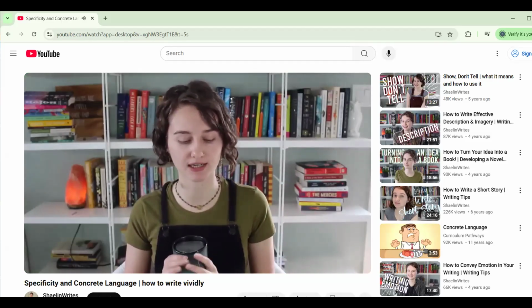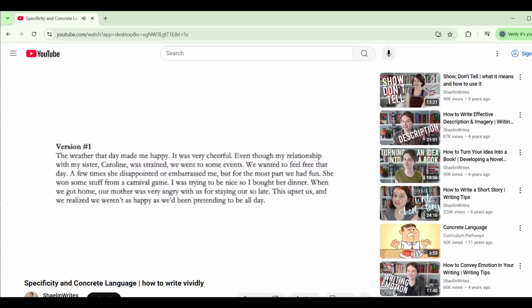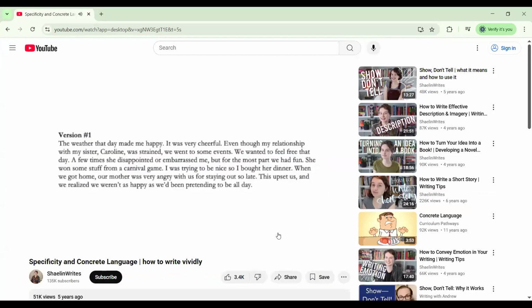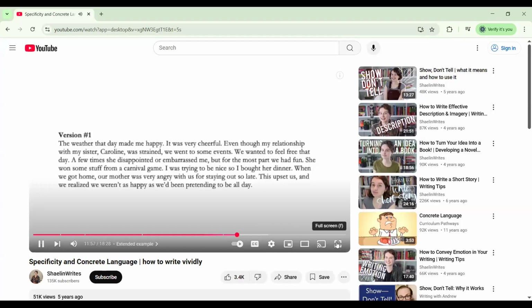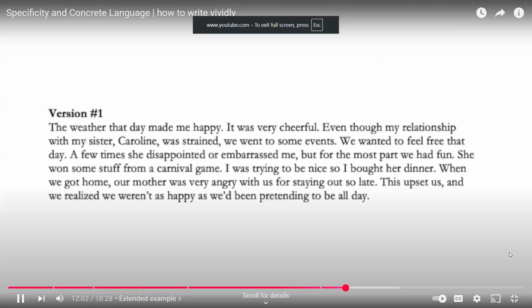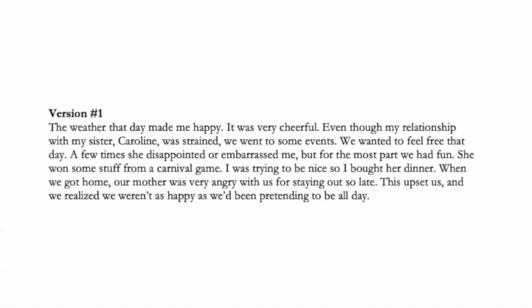So let's start by looking at the bad version. The weather that day made me happy. It was very cheerful. Even though my relationship with my sister Caroline was strained, we went to some events. We wanted to feel free that day. A few times she disappointed or embarrassed me, but for the most part we had fun. She won some stuff from a carnival game. I was trying to be nice, so I bought her dinner. When we got home, our mother was very angry with us for staying out so late. This upset us and we realized we weren't as happy as we'd been pretending to be all day.